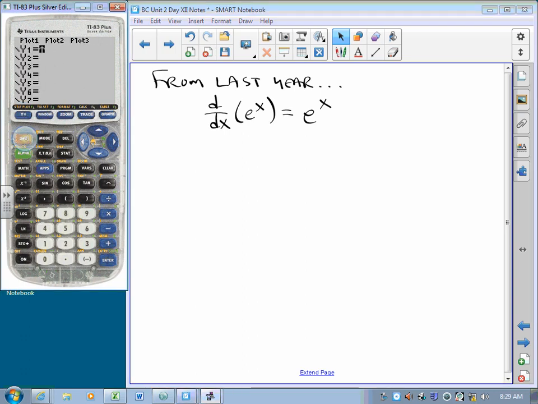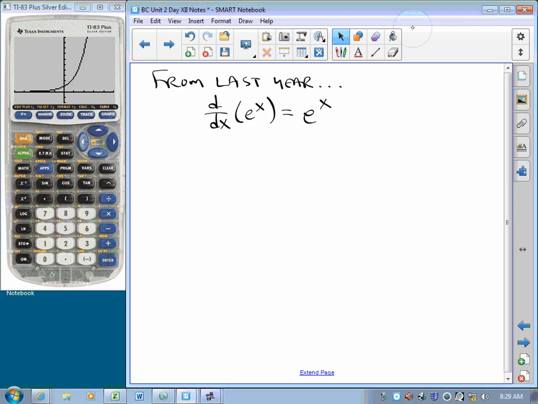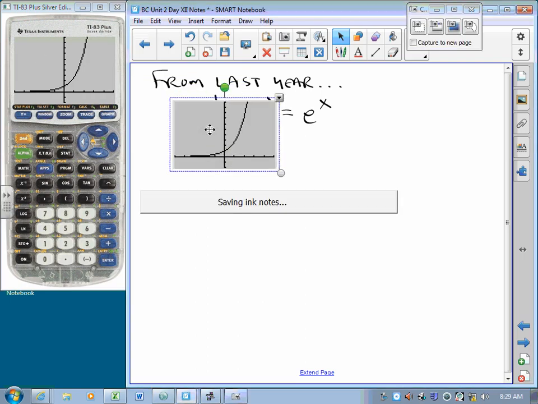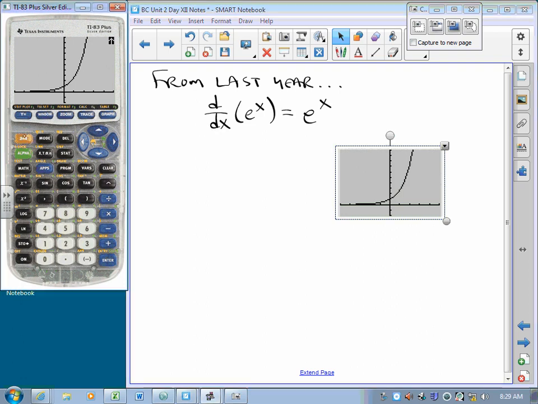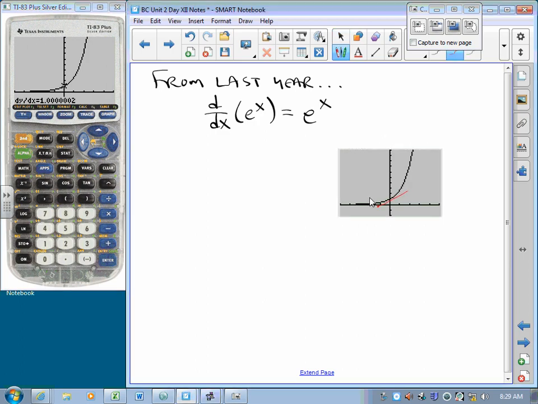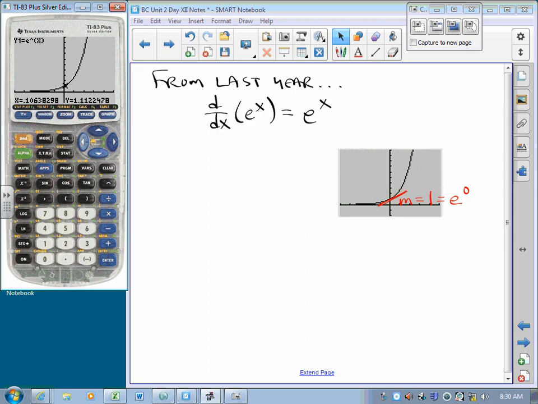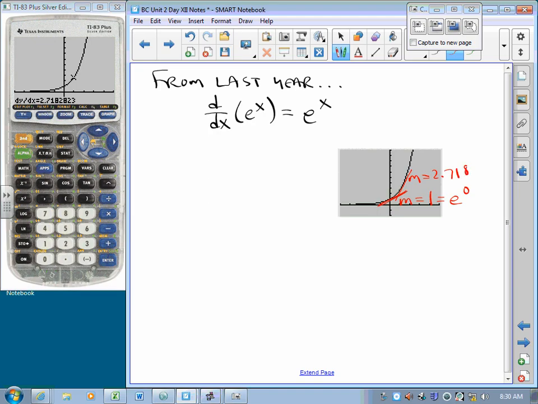So here's my e to the x. We'll take a look at that on a window that's a little more manageable, maybe -5 to 5. There we go. I want to take the slope of a tangent line at that point, and sure enough, the slope of the tangent at that point is 1, which happens to be e to the 0. Then I take the slope of the tangent at x equals 1, and I get 2.71828. Wait a minute, that's e to the 1. So we quickly recognize that at every point, the slope of the tangent line appears to be the actual function value.